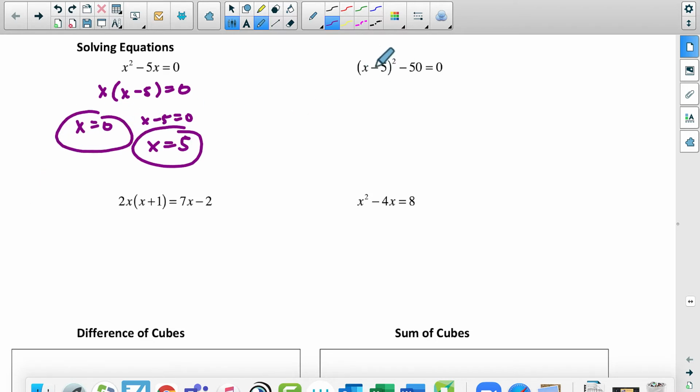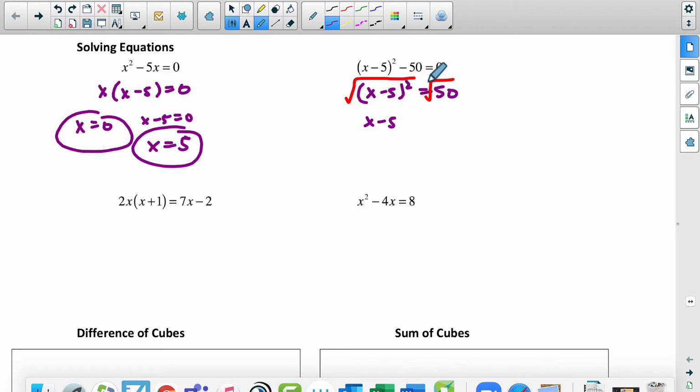This one, yes, you could expand this out. X minus 5 squared, you could expand it. But you can also do this by using square roots. You can move the 50 over, so you get x minus 5 squared is equal to positive 50. And now we're going to do the opposite of squaring. We're going to square root both sides. Now, when you square root here, you just have x minus 5, because squaring and square roots are opposite, and they undo each other, so to speak.